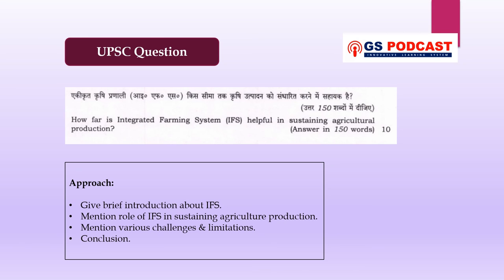So first of all, try to give a brief introduction about integrated farming system. Secondly, you can mention the role of integrated farming system in sustaining the agricultural production. So here you can write the advantages of the integrated farming system as we have already discussed. Next, you can mention the various challenges and limitations associated with the integrated farming system. And finally, you can conclude by explaining the various steps or measures that can be taken to address these challenges. So in this way, you can structure and write your answer.